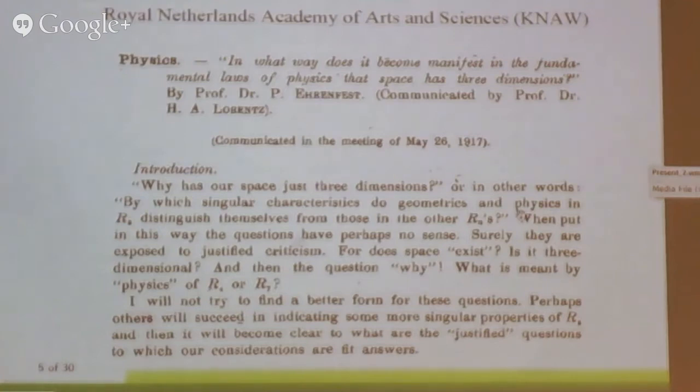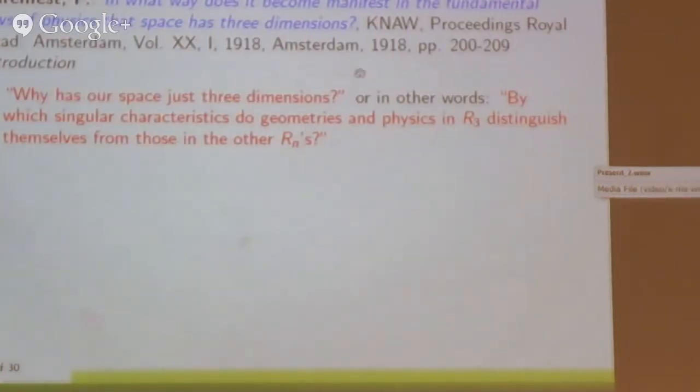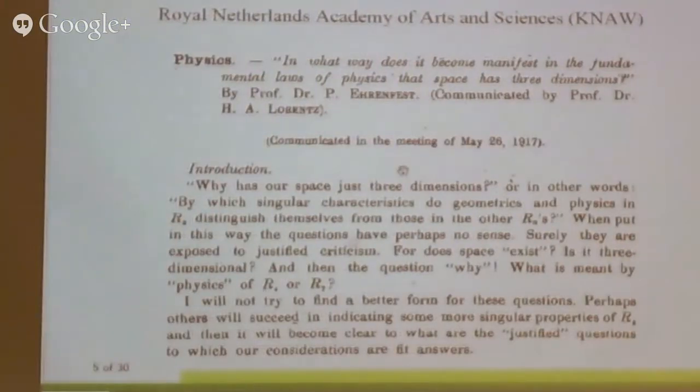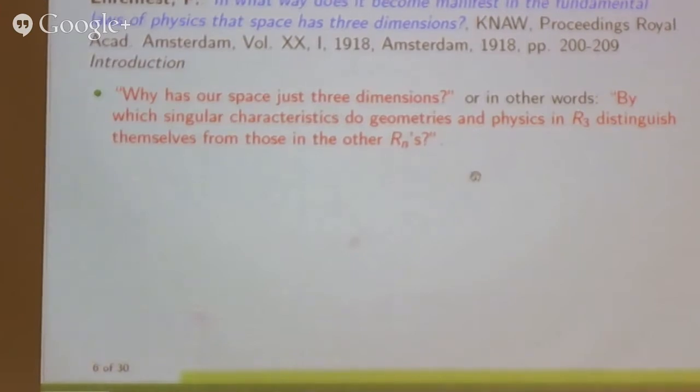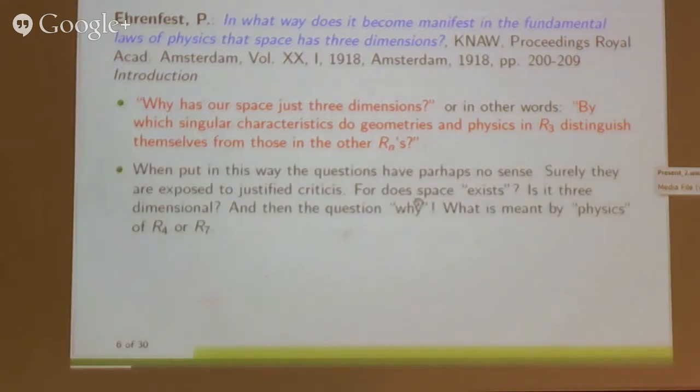and this is a very old paper, almost 100 years old. Let me just print it in new fonts because it's difficult to read this one. It was published in Amsterdam, Proceedings of the Royal Academy. And what has our space just three dimensions? Or in another way, by which singular characteristic do geometries and physics in R3 distinguish themselves from those in other Rn? Why is three so important?